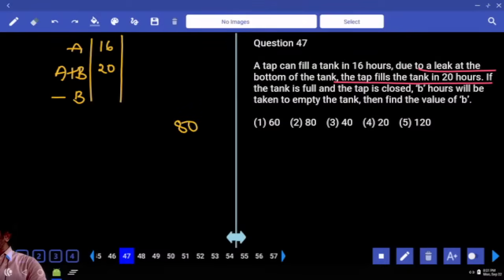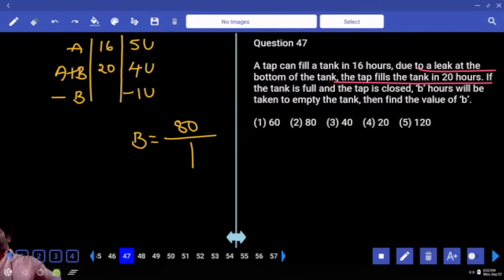80. A does 5 units. AB does 4 units, work done by both A and B. A alone does 5 units. When B is included, it came down to 4 units. That means B is doing negative work. How many units? 1 unit negative work is done by B. So B can empty the full tank in how many hours? 80 by 1. Answer 80. Clear?